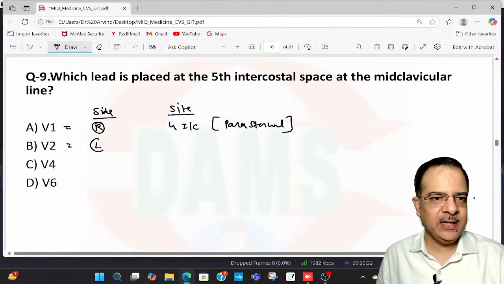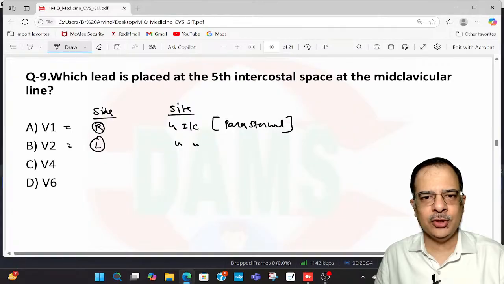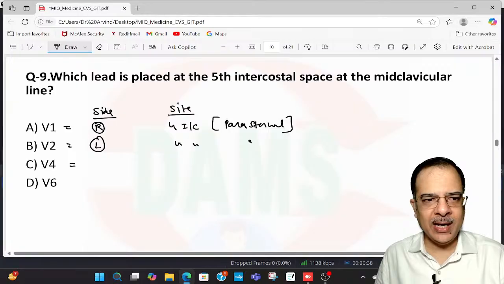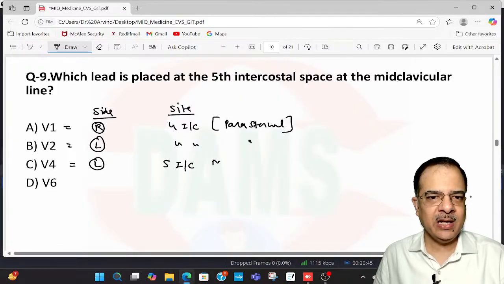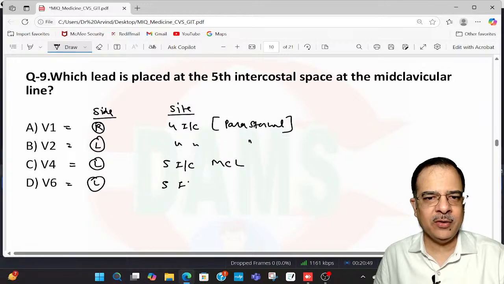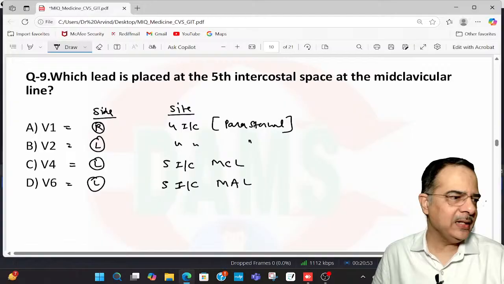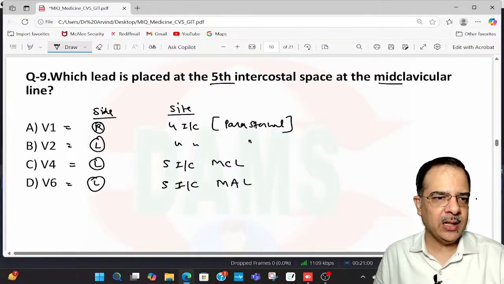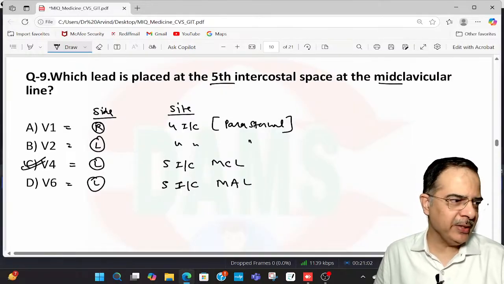V2 is on the left side, in the same fourth intercostal space, parasternal, while V3 is between V2 and V4. V4 is on the left side, in the fifth intercostal space at the mid clavicular line, while V6 is in the left fifth intercostal space at the mid axillary line. So the answer here will be fifth intercostal space, mid clavicular line. Answer is C option.